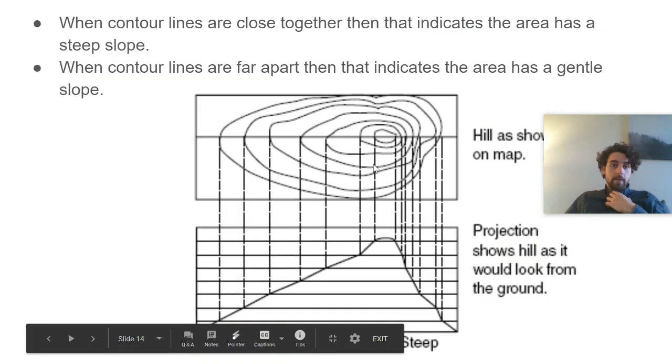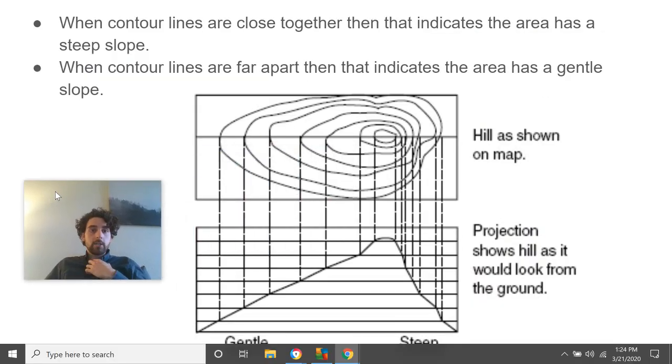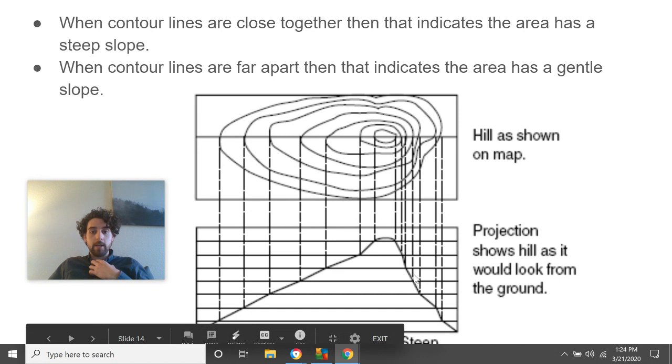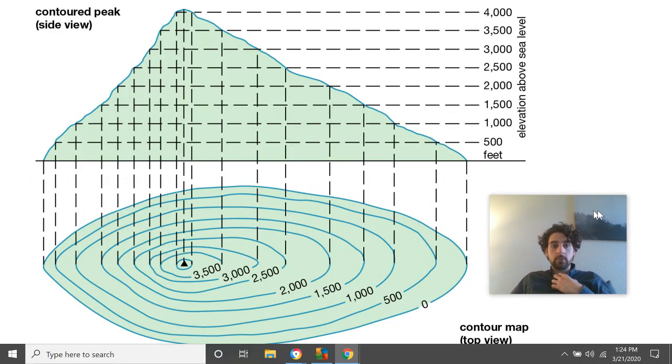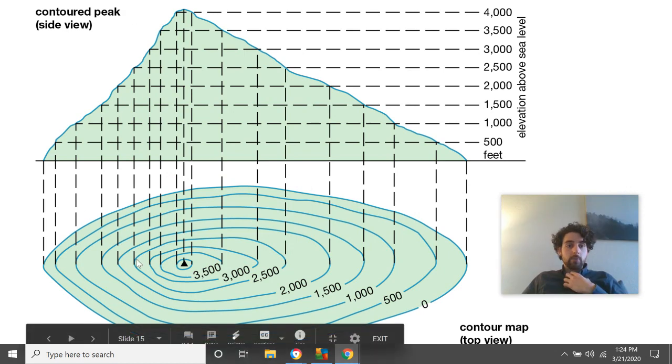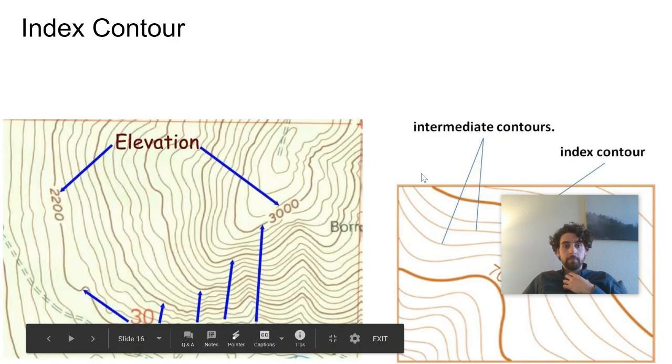All right, moving on. Again, when contour lines are close together, like right here, that indicates an area has a steep slope, very, very steep right here. And when they're far apart, it's more flat. It's not as steep. So any questions about that, just shoot me an email. Otherwise, here's another picture that shows the steep side is represented with lines that are close together. The flatter side is represented with lines that are far apart.